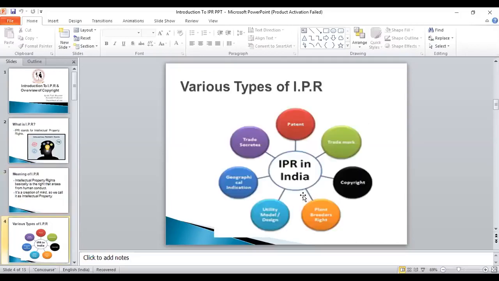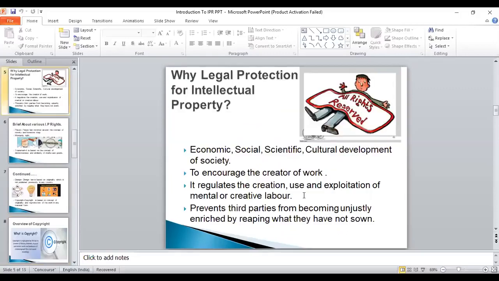Then we have seen the various types of IPR, like patent, trade secret, trademark, copyright, GI, plant variety, and utility model. That's very essential. Then we have discussed why we need legal protection for IPR. We need legal protection so as to stop third parties from exploiting our work, from getting unjustly enriched by reaping what they have not sown. People try to take advantage of our efforts, of our work. So in order to stop that, and to get monetary incentive and encouragement, a legal protection must be there for our IPR.